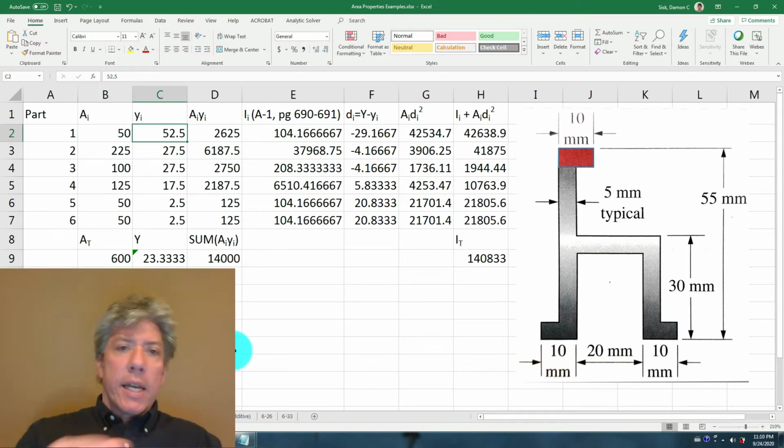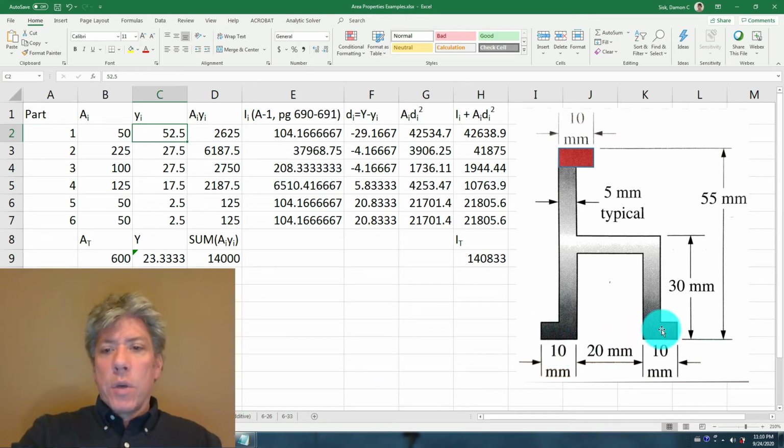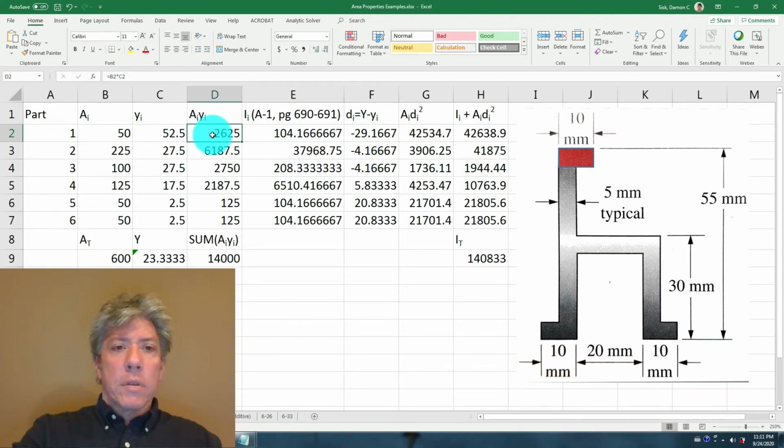And then Yi, that's the location of the centroid from the axis that you've chosen. Like I said, I chose this axis down here. So from here up to the top is 55 millimeters. Then I need to take away 2.5 millimeters to get to the center, or the centroid, of that little bit of area. So that's down by half of 5 millimeters, which is 2.5 millimeters. So 52.5 millimeters is the distance from the line down here at the bottom of the shape up to the centroid of area 1. Now the spreadsheet goes ahead and calculates the product of those two. We'll worry about the rest of this in just a minute.